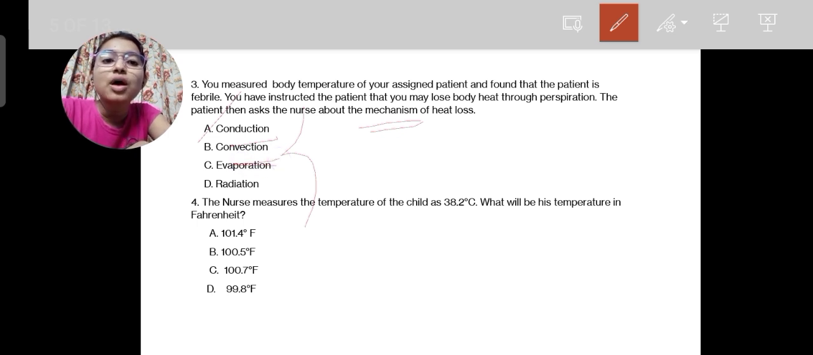Convection, that is when an object loses its temperature to the surrounding environment, that is the convection. And evaporation means evaporate হয়ে যাওয়া, that is the evaporation. And radiation. So in this, the body loses heat through perspiration. So the method, that is the evaporation, means the sweating that evaporates. So by this method, the heat will be lost.